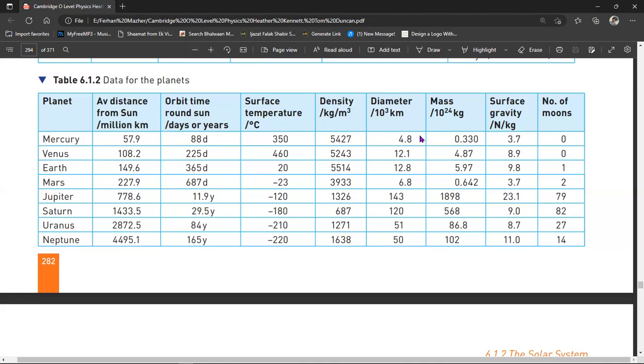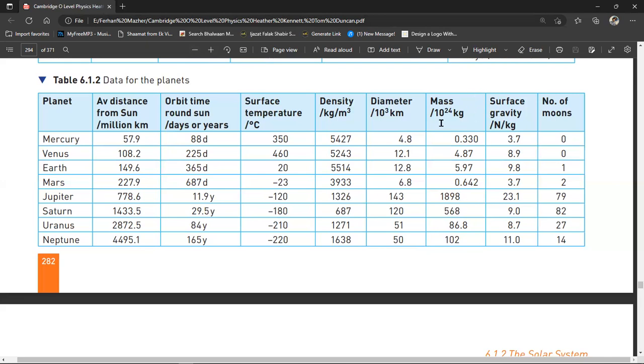The diameter of Mercury is 4.8 kilo, meaning 4.8 times 10 to the power 3 kilometers. Venus, its diameter will be 12.1 times 10 to the power 3 kilometers. The diameter of the Earth is 12.8 times 10 to the power 3 kilometers. Mars is 6.8 times 10 to the power 3 kilometers. Jupiter is 143 times 10 to the power 3 kilometers. Saturn is 120 times 10 to the power 3 kilometers. Uranus diameter is 51 times 10 to the power 3 kilometers. And Neptune is 50 times 10 to the power 3 kilometers.